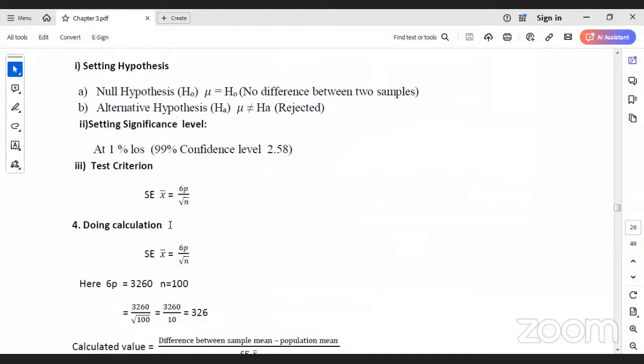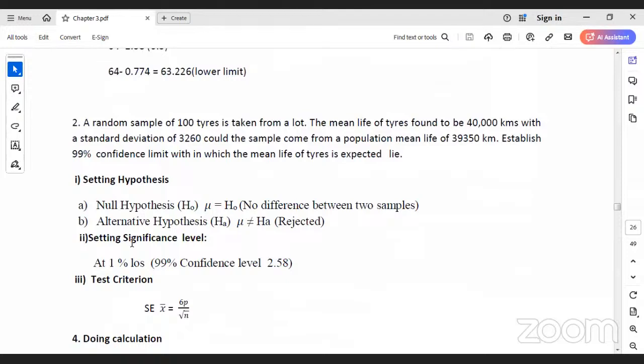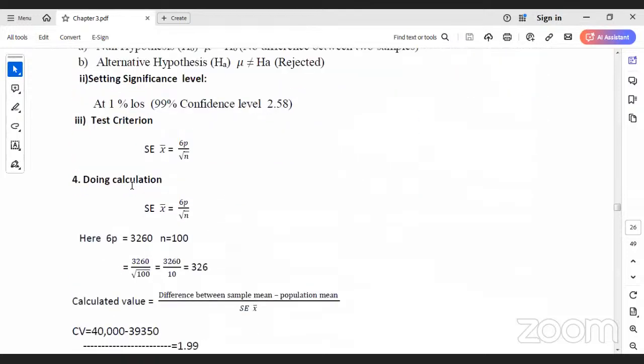Then setting a suitable significance level. You have to write the significance level. Here 1% is given very clearly, so just take 1% only. You observe carefully, establish 99% confidence limit. Confidence limit means that it is 1% only.